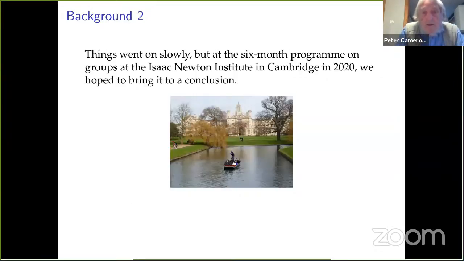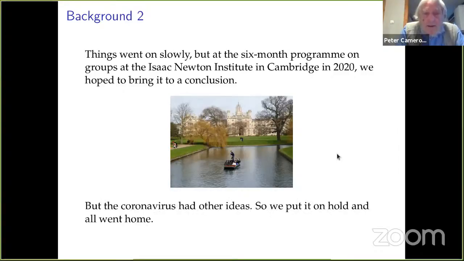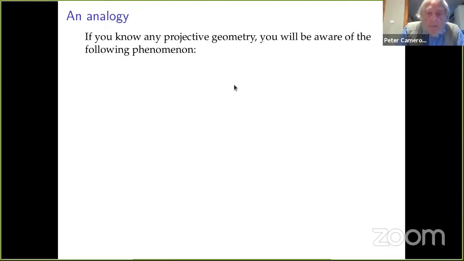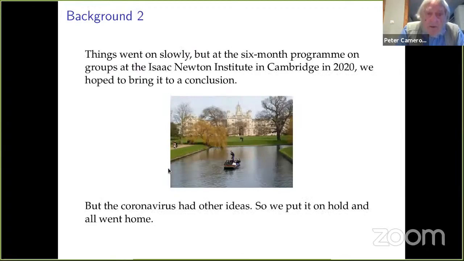But in 2020, a 6-month program on group theory started at the Isaac Newton Institute in Cambridge. And the four of us were there, and we hoped to bring the project to a conclusion. So the program started in January, but of course in March, the coronavirus arrived, the country was locked down, and we were all sent home. So this turned out to be a good thing, because we'd almost decided on what the final theorem was, but the opportunity of sitting at home with nothing else to do made us prove a much, much nicer theorem, which is what I want to tell you about.